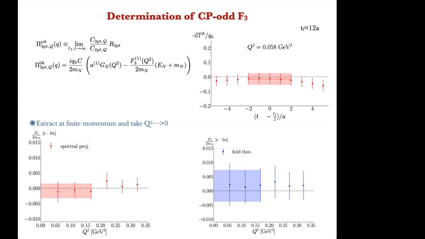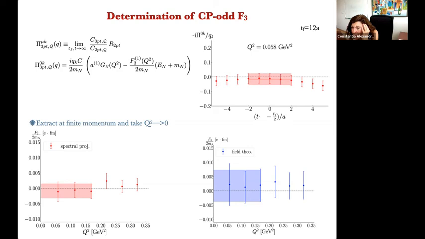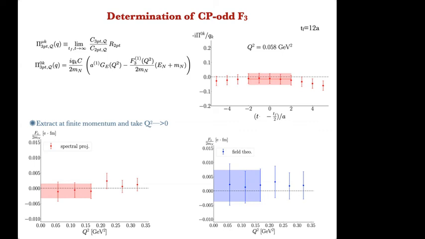Okay. And my other question is, your correlation with the topological charge, are you using just the global topological charge, or are you using a topological charge density? The topological charge, it's not divided by the volume, if that's what you mean. Okay, yeah, that's what I was asking. Thank you.